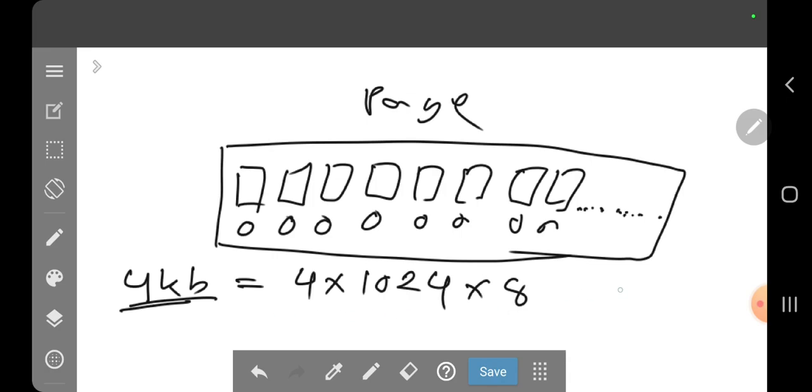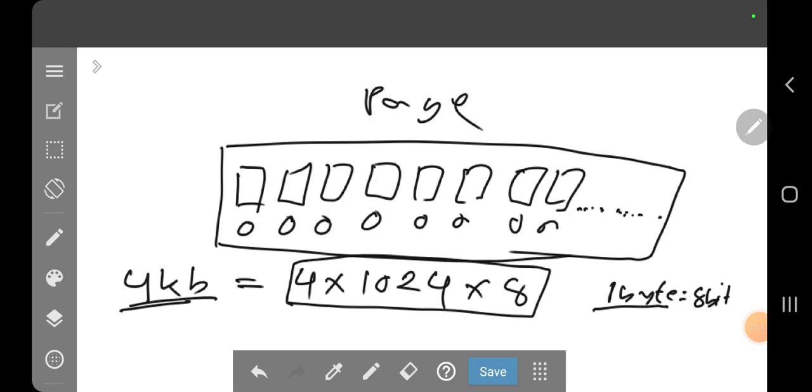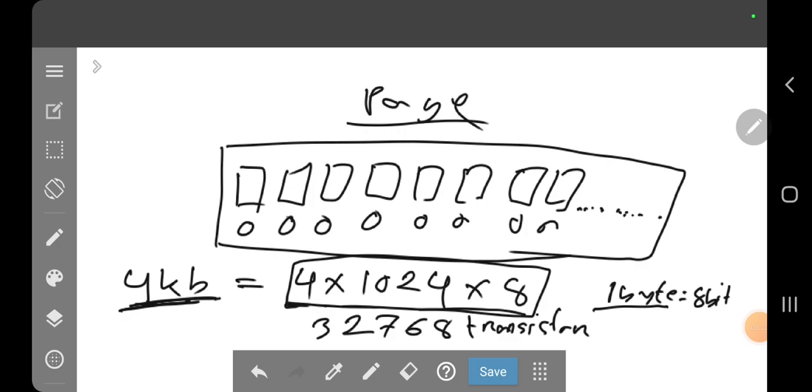We know that 1 byte is equal to 8 bits. That means 8 transistors can make 1 byte. So there are that many bits we need to make a page. So a single page needs this many transistors. The exact amount, if we multiply all this together, is maybe something close to 32768. So this many transistors we need to make just a single page, understand?